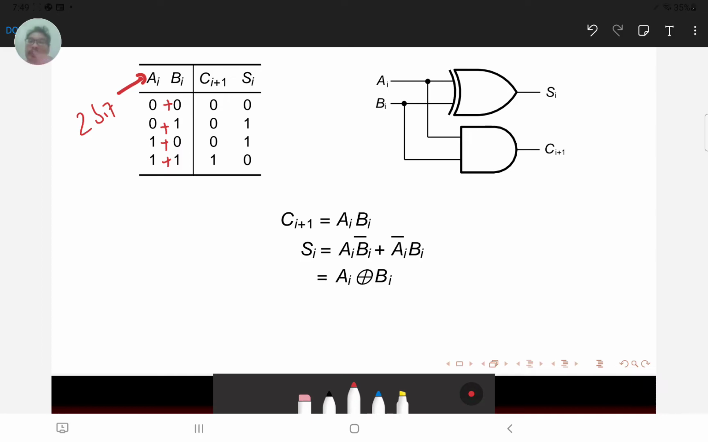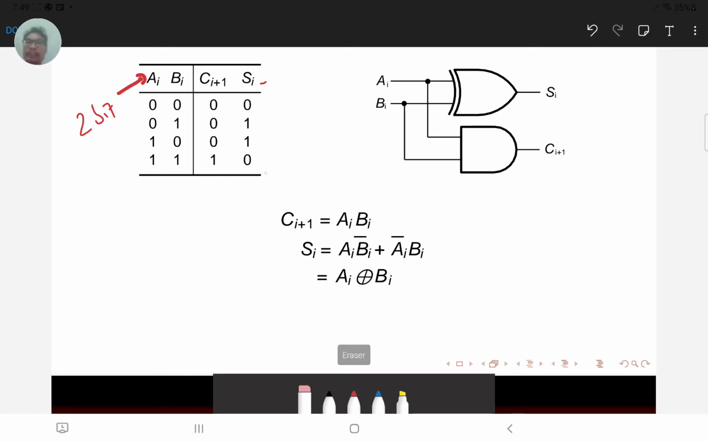If we add 0 and 0, we get the sum, which is S, equals 0, and the carry will be 0. 0 plus 1 equals 1, where the sum is 1 and the carry is 0. 1 plus 0 is 1, the sum is 1, the carry is 0, and finally 1 plus 1 equals 2, and 2 in binary is 1 0. So the sum is 0 and the carry is 1.